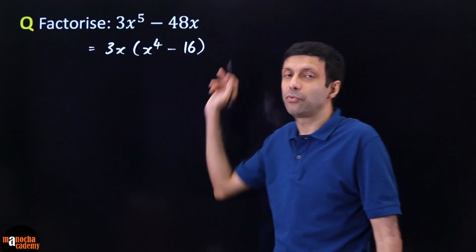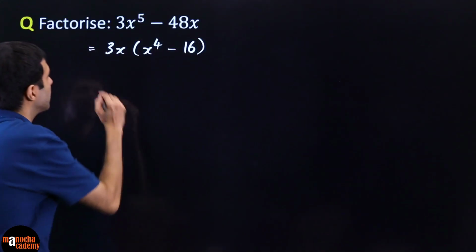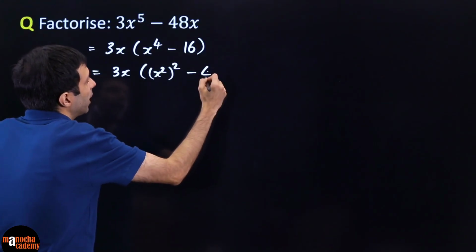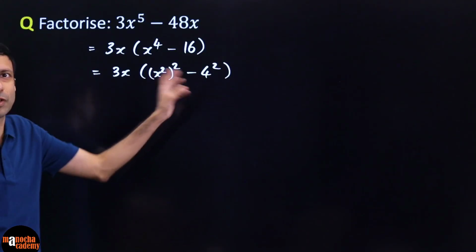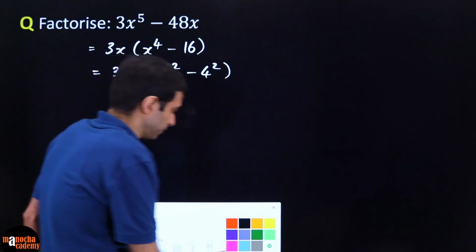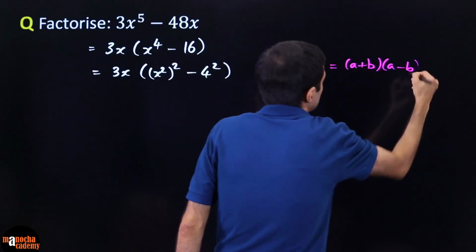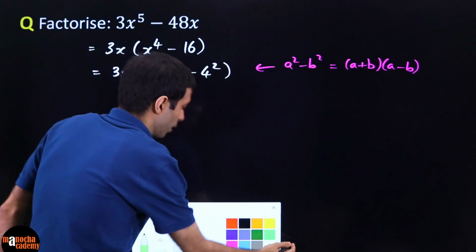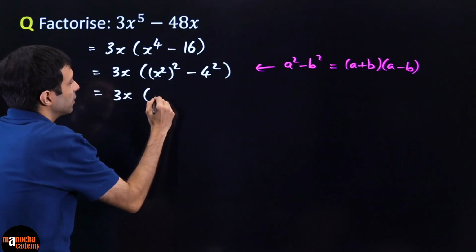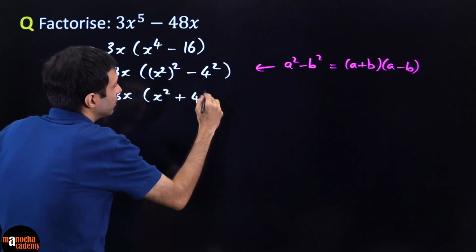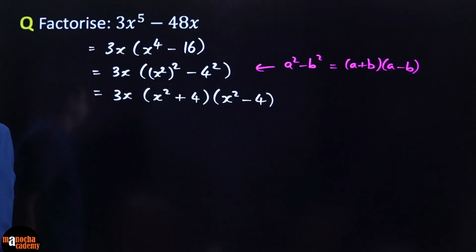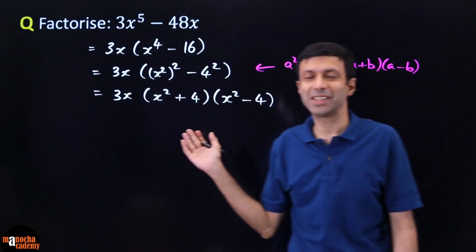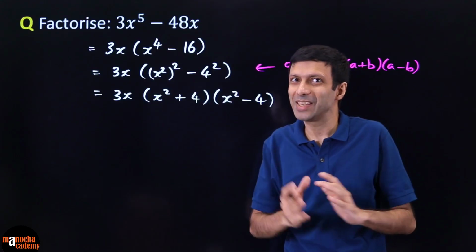So we have x to the power 4 minus 16, which I can write as x square whole square minus 4 square. Can you see we have a difference of two squares? So we can use a square minus b square equals a plus b times a minus b. We can apply that here. So what are we going to get? 3x times x square plus 4 times x square minus 4. Are we done? Is this going to be the final answer? Yes or no? Check if you can factorize it further.